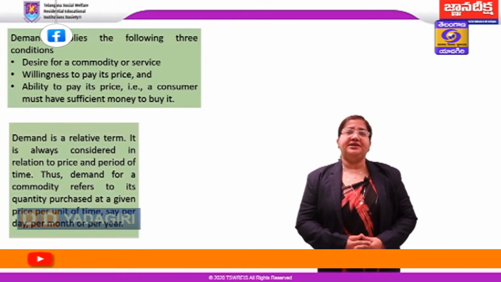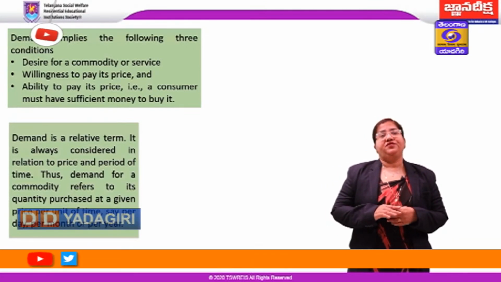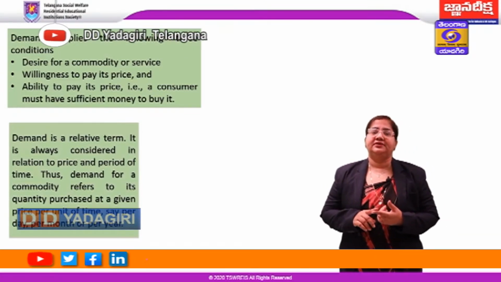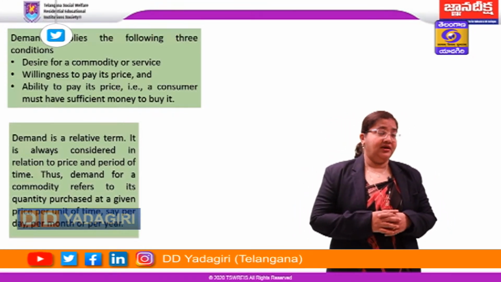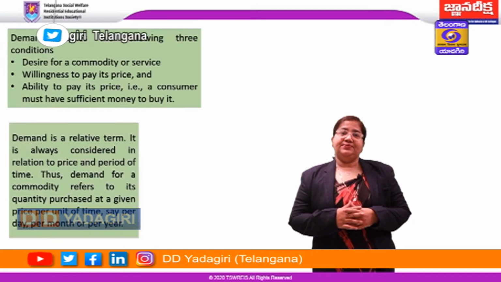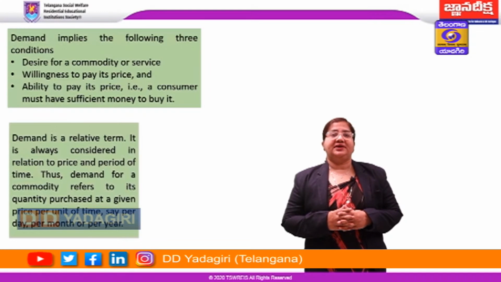See, demand for the commodity refers to its quantity purchased at a given price per period of time, say per day, per month, per year, or weekly also. Example I'll give you for that. We can say that Mr. X demand for sugar during a month is 10 kg at rupees 6 per kg.